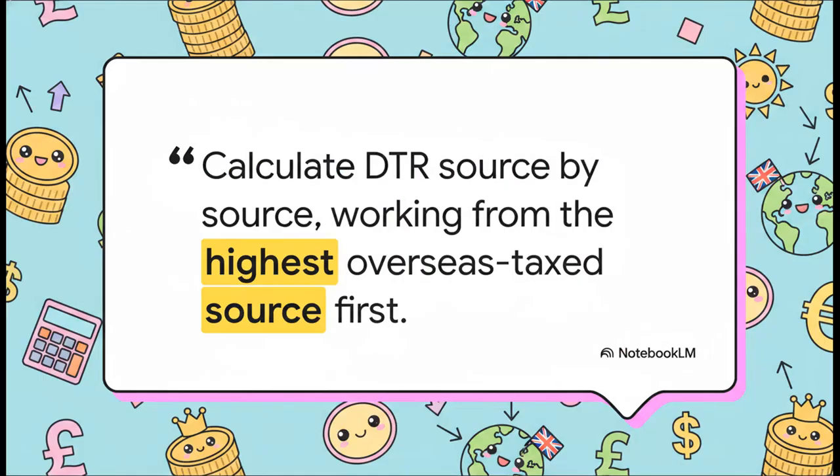Which brings me to another critical exam tip. If you have multiple sources of overseas income, you absolutely must calculate the double tax relief source by source. And crucially, you always work from the highest overseas tax source first. Why? Well, because UK deductions like your personal allowance are set against UK income first and then overseas income. So by prioritizing the highest overseas rate, you extract the most valuable relief first, which minimizes the ultimate UK tax bill.